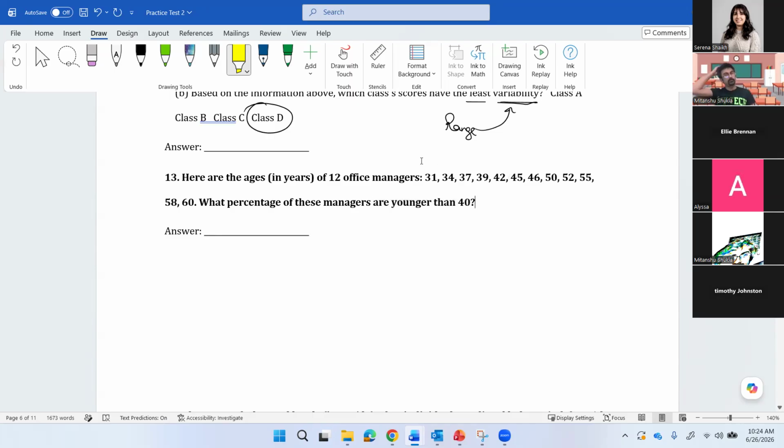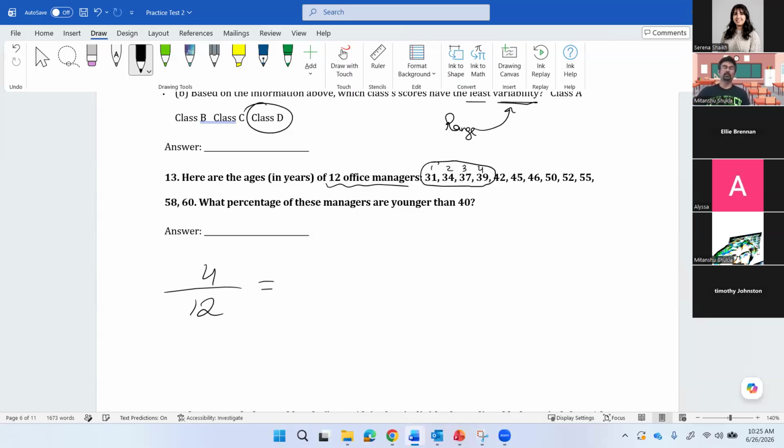Okay. So the first thing that I want to do is make sure that this list is in order. Well, I guess I don't need to do that here, but I need to figure out how many are actually younger than 40. It might be helpful to have it in order, but I think it is. Okay, so that's 1, 2, 3, 4 office managers that are younger than 40. And how many in total office managers is that out of? That's out of 12 total office managers.